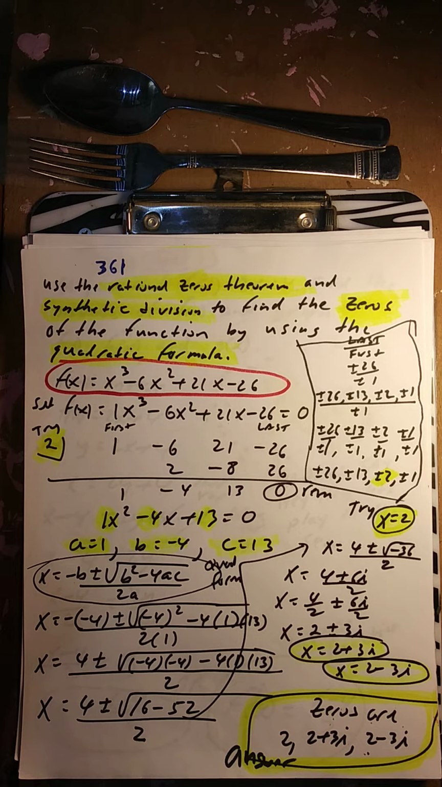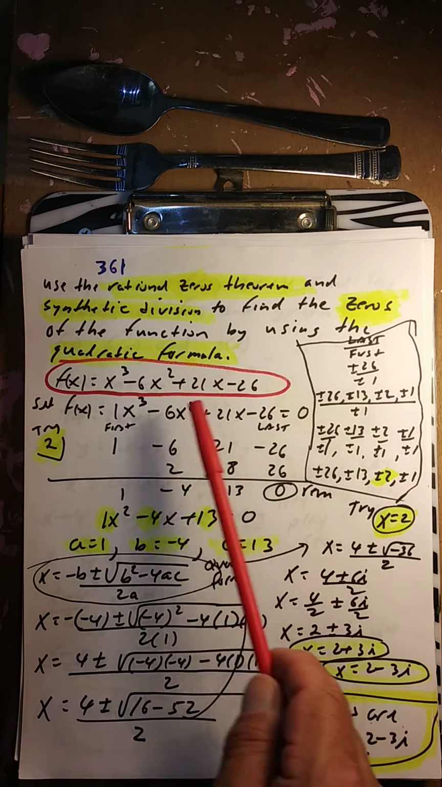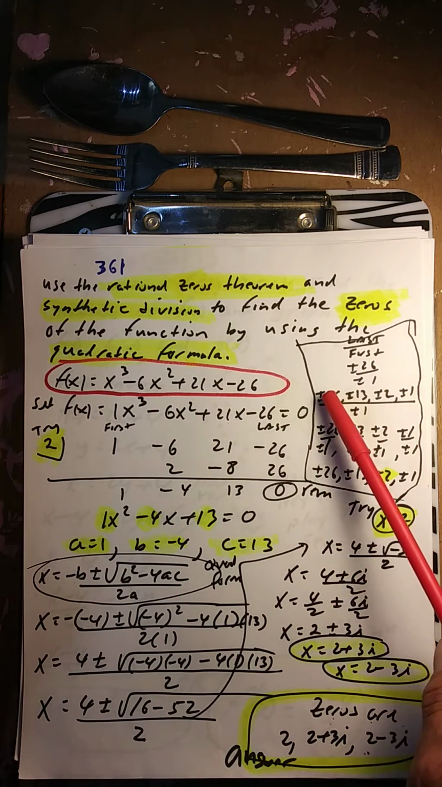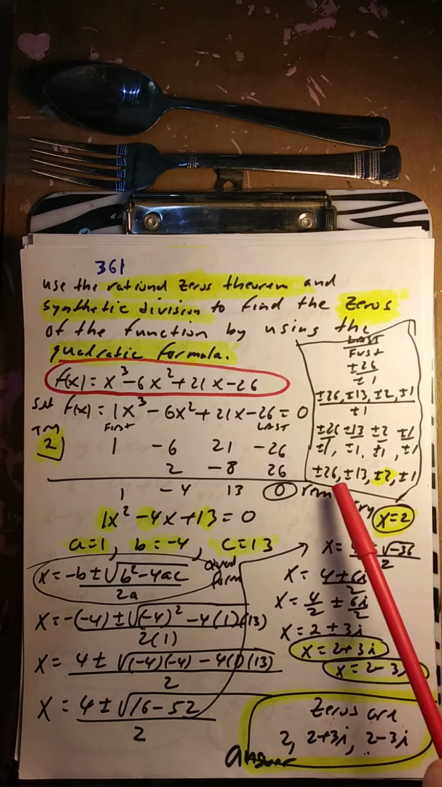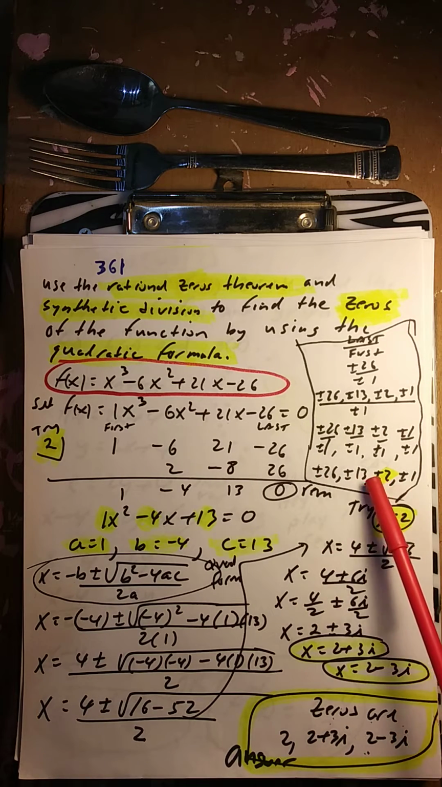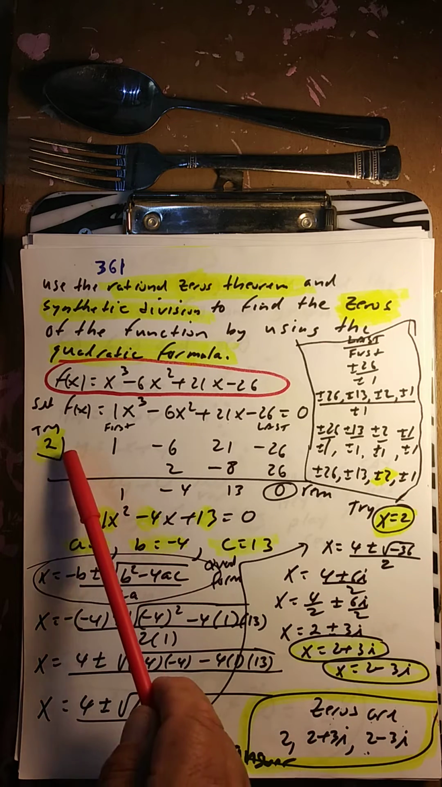Use the rational zero theorem and synthetic division to find the zeros of the function, using the quadratic formula. Again, look at the last number and the first number. So 26, 13, 2 over 1. So that's going to end up being plus or minus 26, plus or minus 13, plus or minus 2. I'm going to try the 2 from there, because I think that's lucky.